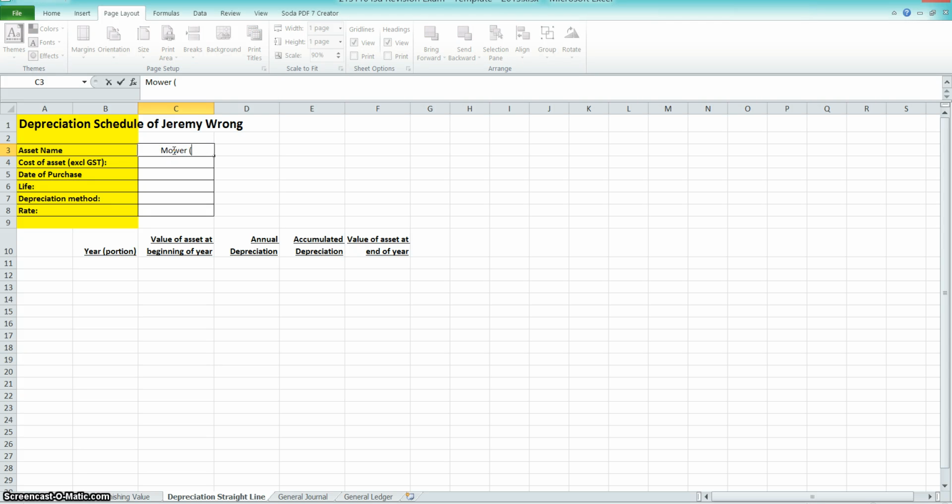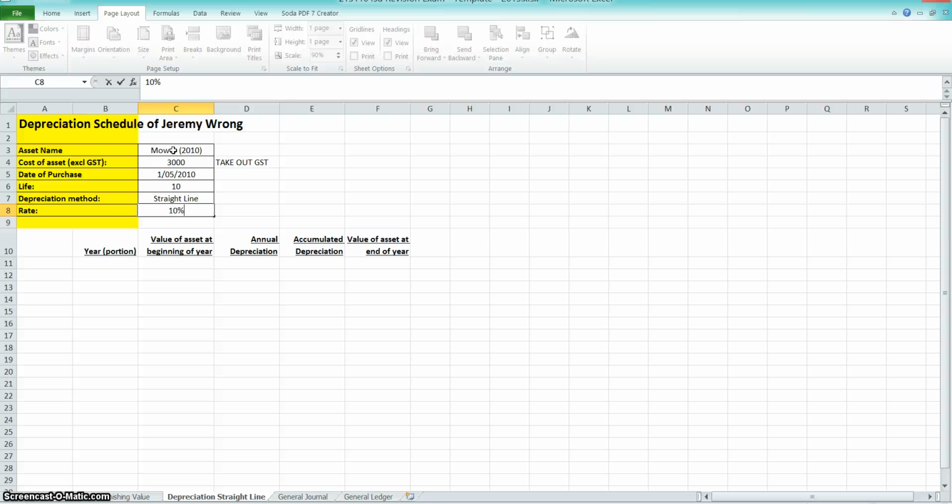And what I like to do, because there were 2 mowers involved, is put the year that it was purchased, so in brackets 2010. The cost of that asset from our information was $3,000. Remember to take out GST. Very important that you don't include GST there. The date of purchase was the 1st of May 2010. The life was 10 years, and the depreciation method is straight line. And the rate was 10%. Is it 10%? Yes. Okay.